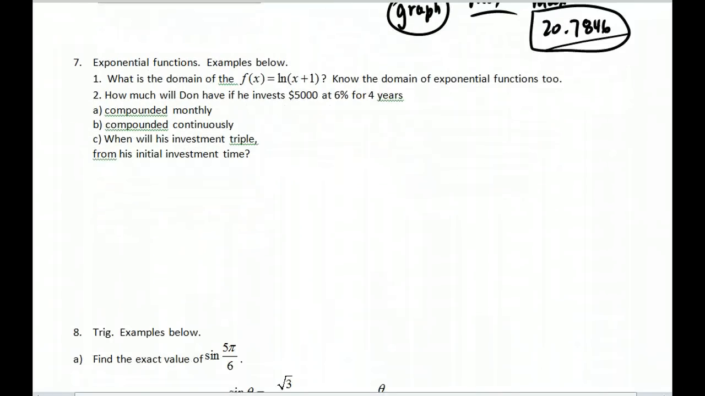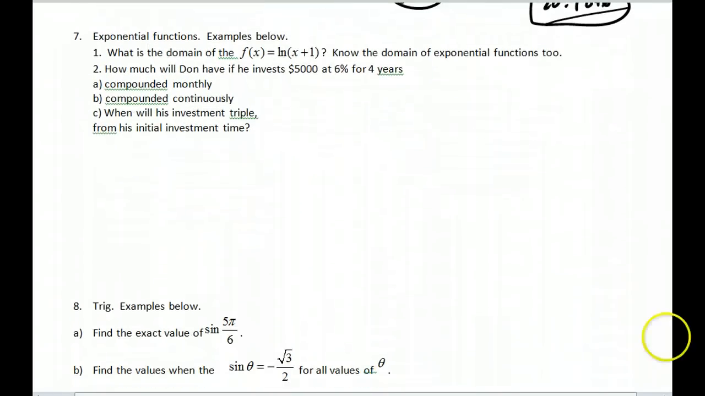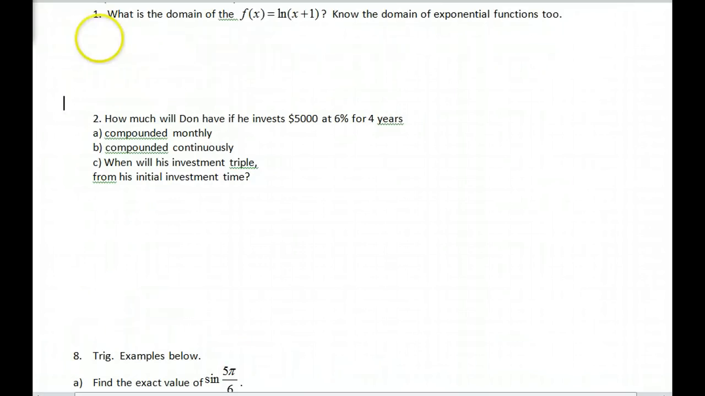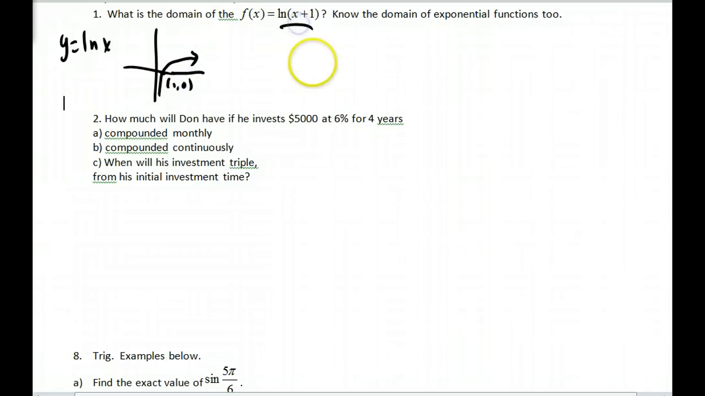Okay. Exponential functions. Let's get some examples here. What's the domain of this function? If I graph just y equals ln x, that's going to look like this. Goes all the way down. This point right here is (1, 0). What's going to happen then is that this is going to be translated how? Well, I think that looks like a left 1 to me.